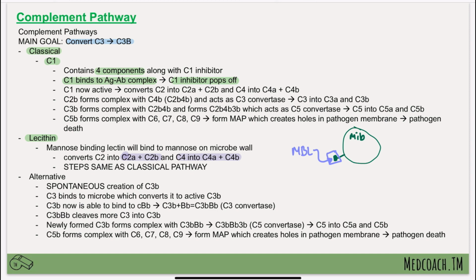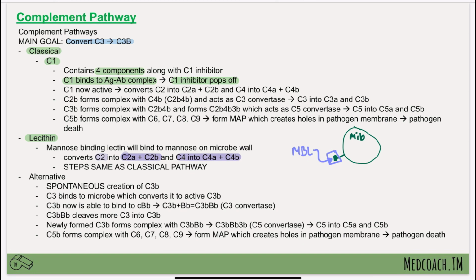We're going to have our C2 becoming C2A and C2B. We're going to have our C4 becoming C4A and C4B. And then it's just the exact same. We're going to have the C4B and the C2B forming a complex, acting as a C3 convertase, C3B being formed, them forming a complex becoming C2B, 4B, 3B. And then that acts as a C5 convertase, C5B being formed, MAP or MAC being formed, and pathogen death happening.